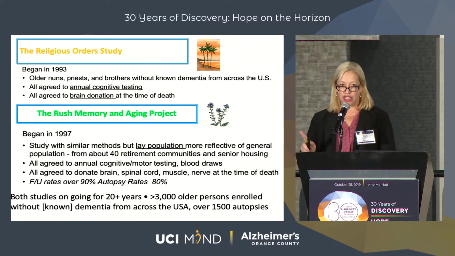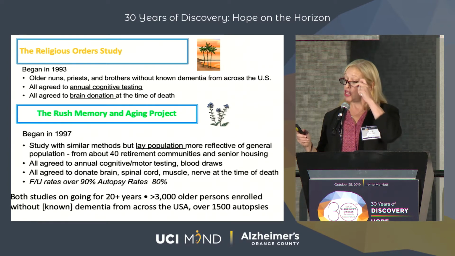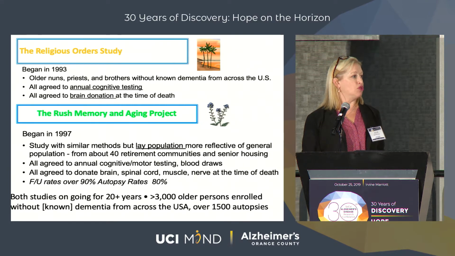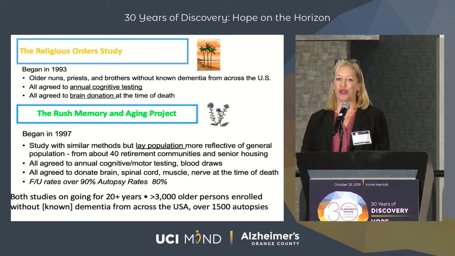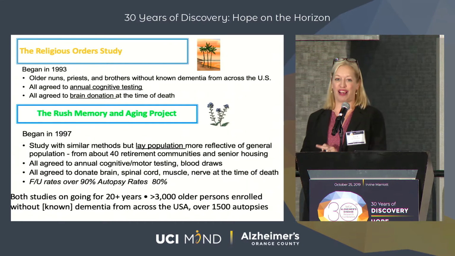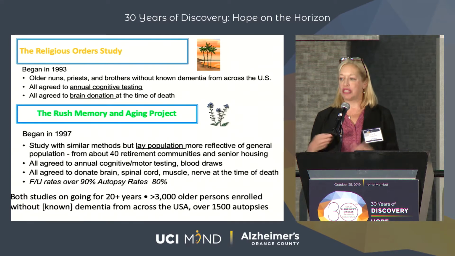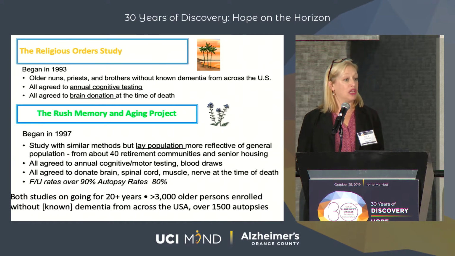I should also mention two things that are really important here, is that we have very high follow-up rates. So people who drop out of studies tend to be different than people who don't. And so we want to know what's really happening. We have to keep following them. And the religious order are incredible about staying in the study. We have like 95% follow-up rates. The Memory and Aging Project, a little bit more difficult, but still very good. And we get very high autopsy rates. When they commit, they really do give their donation.